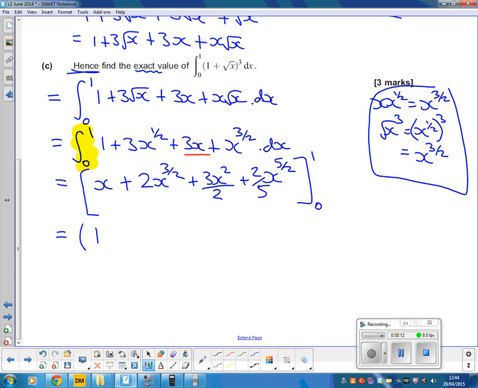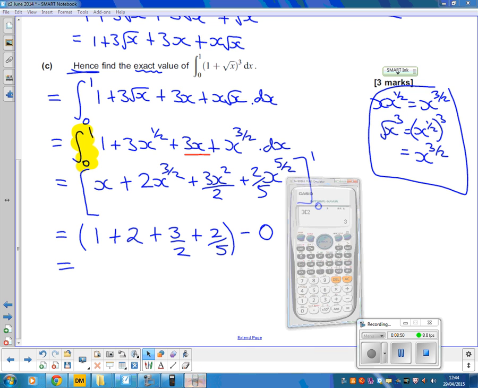So substituting 1 plus 2 times 1 to the power of 3 over 2, well 1 to the power of anything is 1, so we can save some effort by not writing that down. 3 times 1 squared is 1, so that's 3 times 1 over 2, and then similarly with 2/5 times 1 to the power of 5 over 2. Now if you substitute in 0, we're just going to get 0, because everything's got an x in it, so 0 times anything is 0.